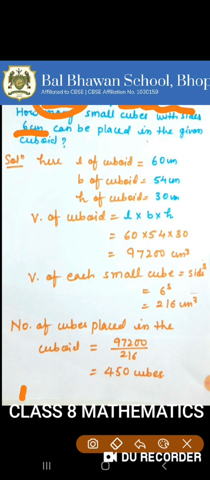And you know that the formula for the volume of a cuboid is L into B into H, right? After that, what do we have to place into this cuboid? We have to place small cubes whose side is 6 centimeter. So after that we will find out the volume of each small cube. And we know that the formula for the volume of a cube is side cube. So through that formula we will find out the volume of the small cubes. And after that we have to find out how many small cubes can be placed inside that cuboid. For that we will divide the volume of the cuboid by the volume of each small cube. Okay, so let's see the process.